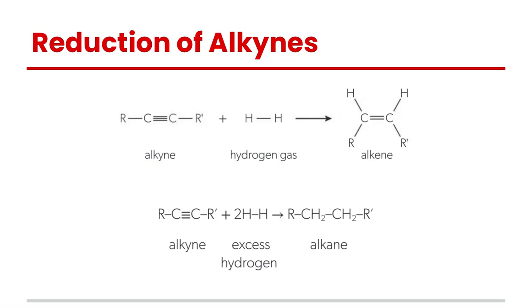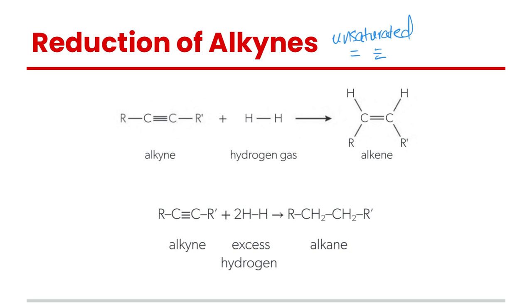In this video, we're going to take a look at the reduction reactions of alkynes and alkenes. So remember, alkenes and alkynes are unsaturated hydrocarbons. That means that they have either a double or a triple bond. And anytime we have an unsaturated compound, we can reduce it by adding hydrogen to that multiple bond.